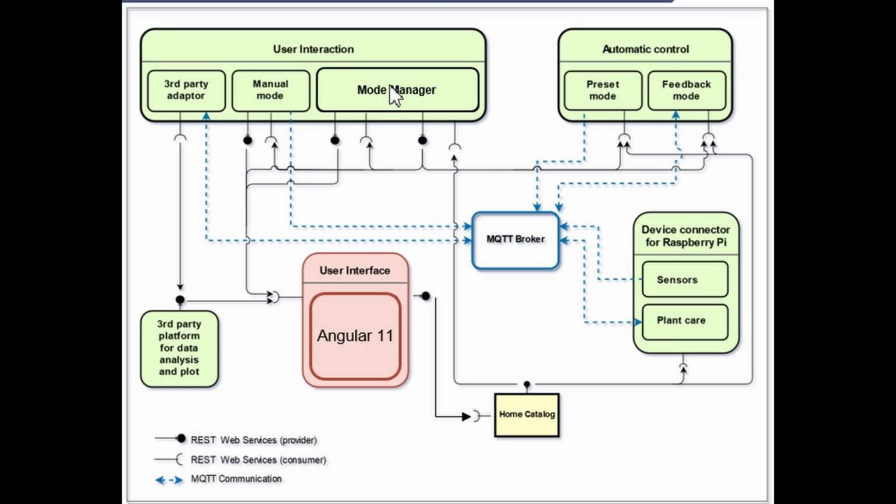It also has the function to store the schedules which are used by the preset mode. Manual mode is the microservice that allows the user to directly control the SmartPot's appliances. It exposes also a REST interface through which the user can directly send commands which are then translated into MQTT commands sent directly to the plant character.